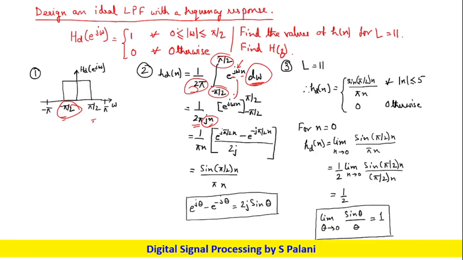Then the same value, e to the power j theta, comes over here, and the integral limits are minus pi by 2 to pi by 2. So if you put it in, what we get is e to the power j pi by 2 n minus e to the power minus j pi by 2 n, divided by, if we take this pi n outside, 2j. Why have I taken this 2j? Because this factor is sin theta, right? So sin of pi by 2 n divided by pi n. So e to the power j theta minus e to the power minus j theta is equal to 2j sin theta.